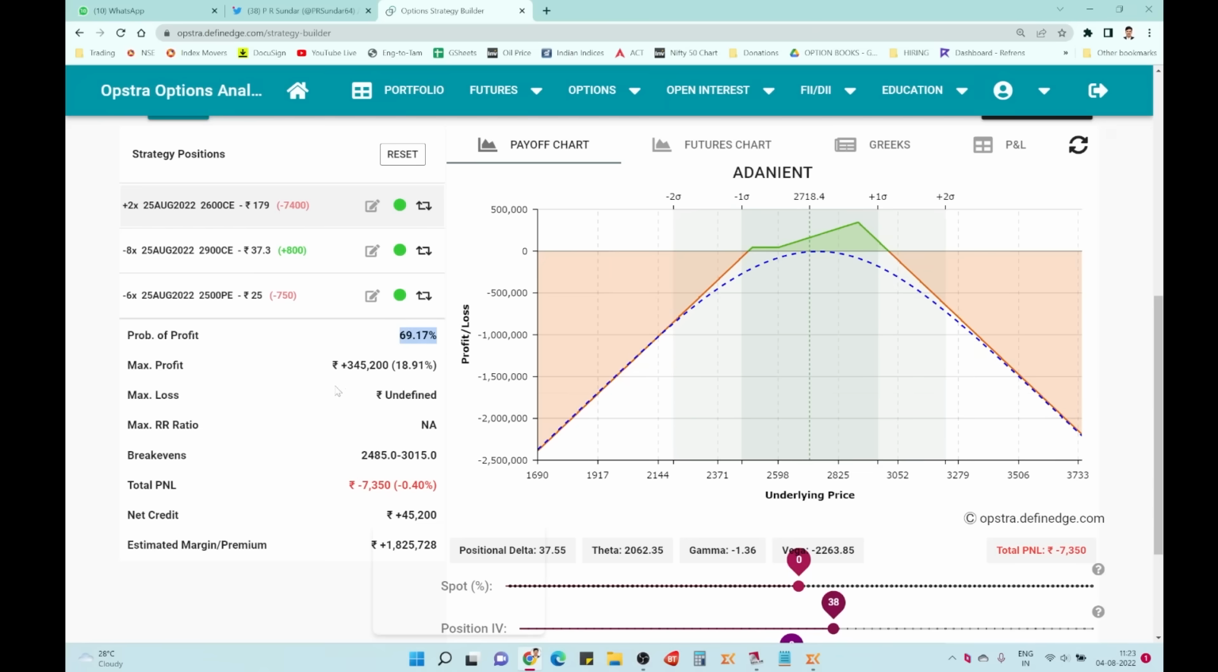With 70% probability, maximum profit is 3 lakh plus 45,000, and right now we are already sitting with a 7,300 loss. Break-even will be below 2500 and above 3000. Since it is trading around 2750, up to a 10% fall should not be a big problem. Moreover, the IV will collapse after the results. The credit and the margin money, I don't know if what it is showing is correct, maybe about 15 lakhs. Okay, so this is the payoff chart.